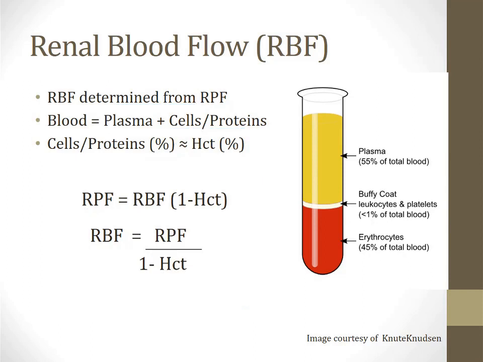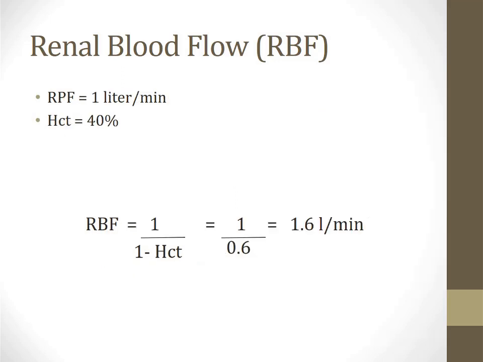Another way we can rearrange this equation is to say that the renal blood flow is equal to the renal plasma flow divided by 1 minus the hematocrit. So for example, if we knew the renal plasma flow from an experiment using para-aminohippuric acid, and we also knew the hematocrit, we could then calculate the renal blood flow. An example of this calculation is shown on this slide. If we knew the renal plasma flow were 1 liter a minute and the hematocrit was 40%, then the renal blood flow is 1 over 1 minus the hematocrit, or 1 over 0.6, which is 1.6 liters per minute. And on your exams, you're sometimes asked to calculate not just the renal plasma flow, but the renal blood flow, so you have to know how to do this using the hematocrit.